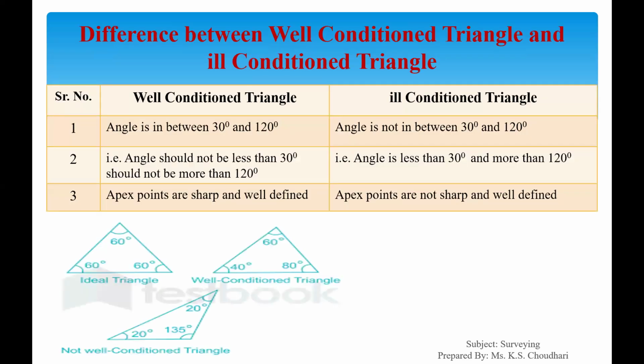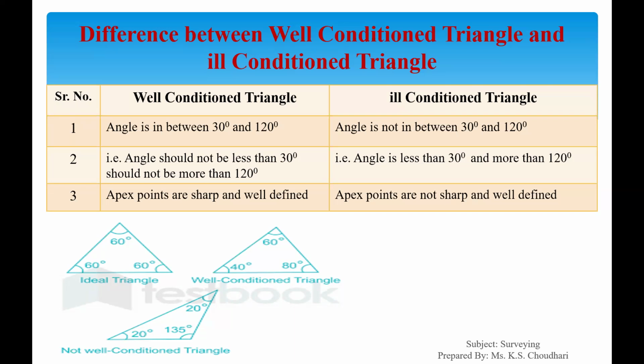Now, the difference between well-conditioned triangle and ill-conditioned triangle. In well-conditioned triangle, the angle is between 30 degree and 120 degree. That is, angle should not be less than 30 degree and should not be more than 120 degree. In ill-conditioned triangle, the angle is not between 30 degree and 120 degree. That is, angle is less than 30 degree or more than 120 degree.